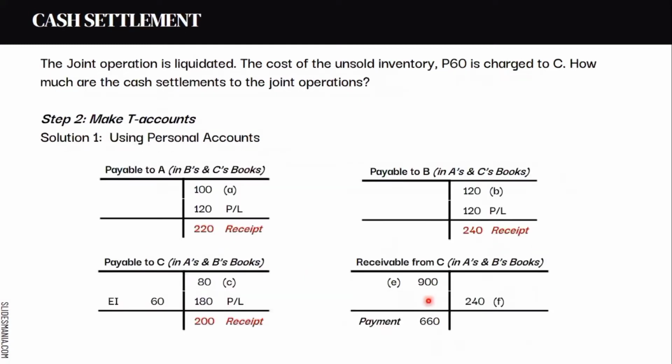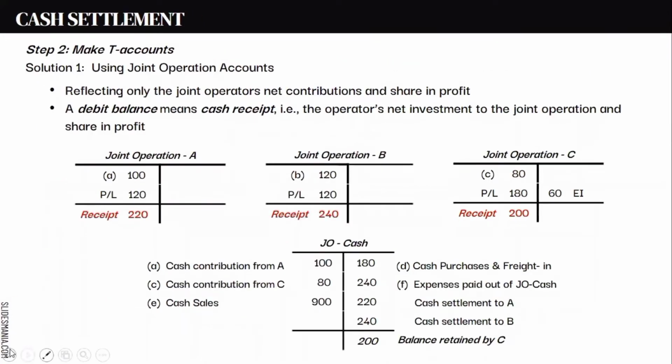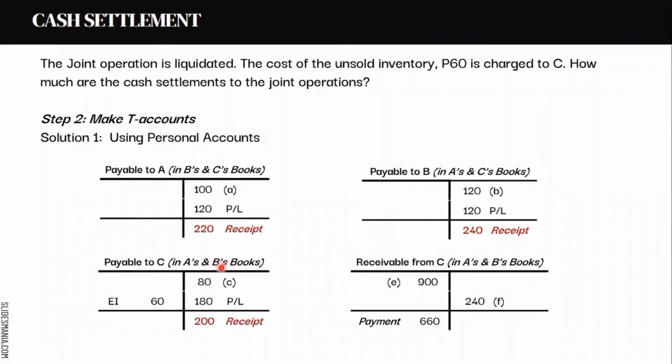Next, let's go to step number 2, which is make the accounts. Here, we have two accounts that we can use, which are the personal accounts and the joint operation account. It depends on you which one you want to use, or on what the problem asks for. So let's start with the personal accounts: payable to A, payable to B, payable to C, and receivable from C. Those are what we used earlier.